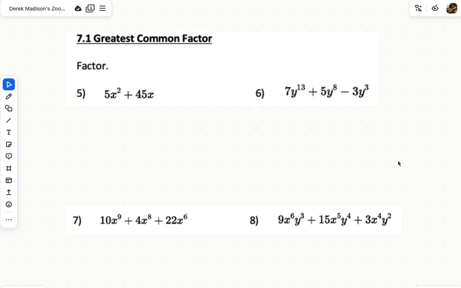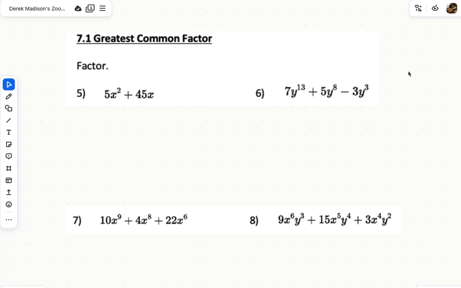Hey all, so with this video we're starting a new chapter, and this one is factoring. Factoring is a really important skill that pops up all over pre-calculus and calculus. You'll use it all the time in transitioning from one form of the problem to another form. Very good skill to have in the toolbox.